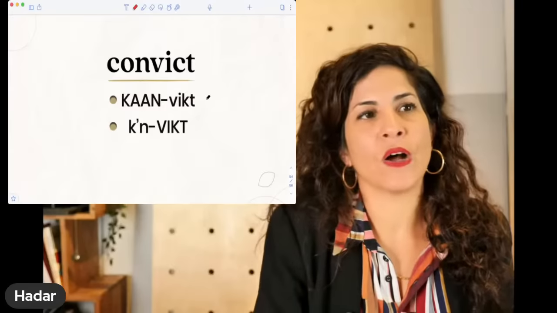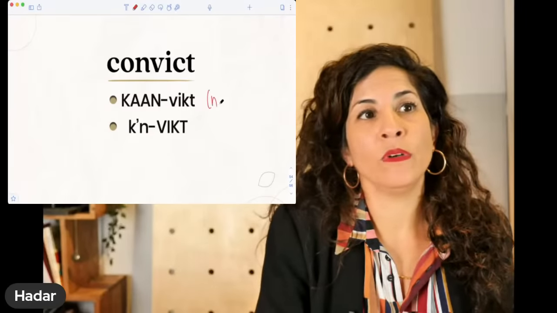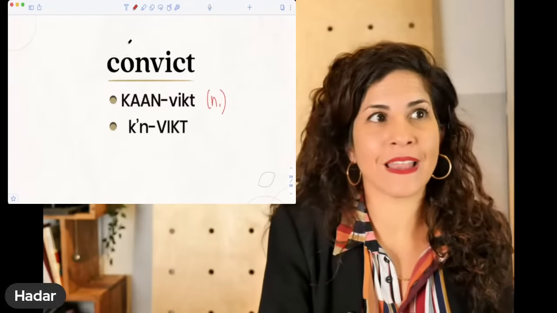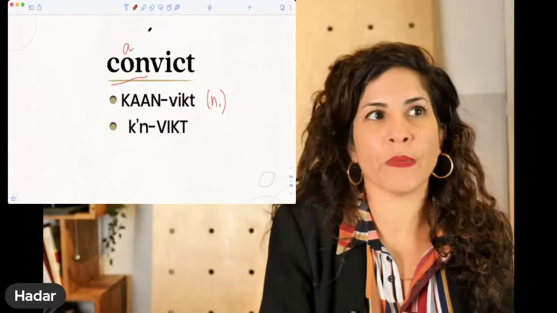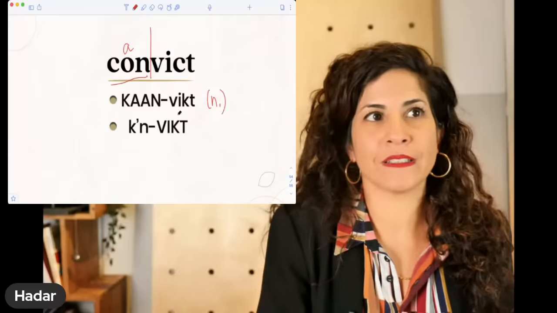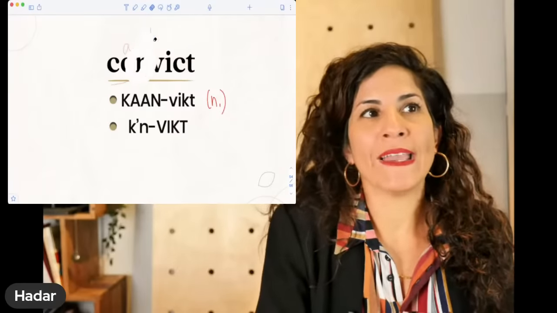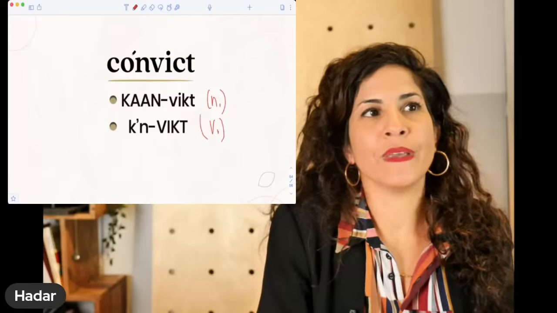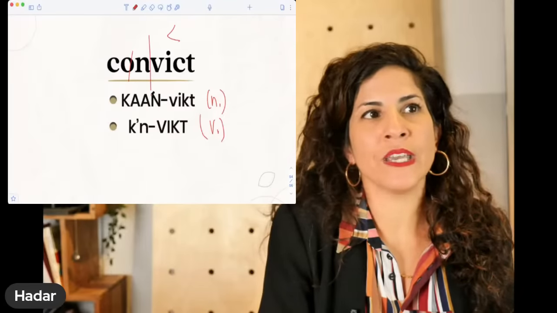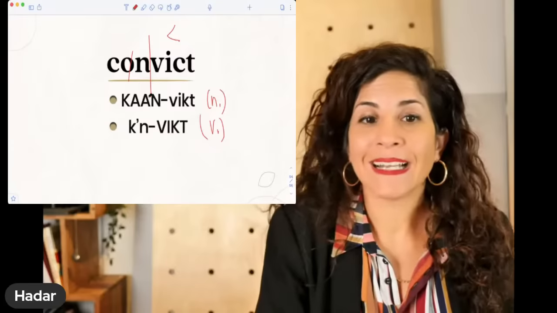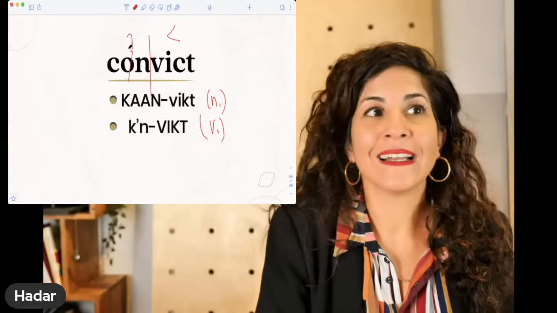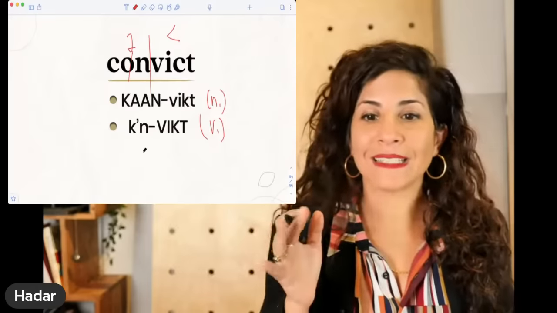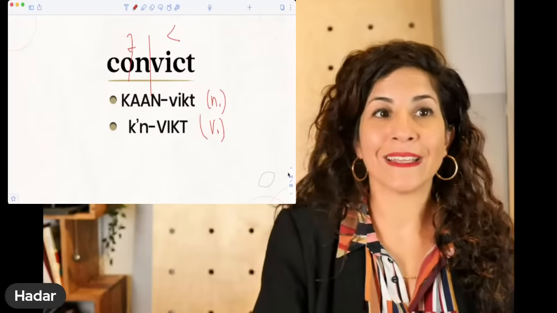When it's a noun, she's a convict. Convict, then this is going to be the ah as in father, primary stress, convict, okay? When it's a verb, it's going to be a schwa, because the stress is here: convict.